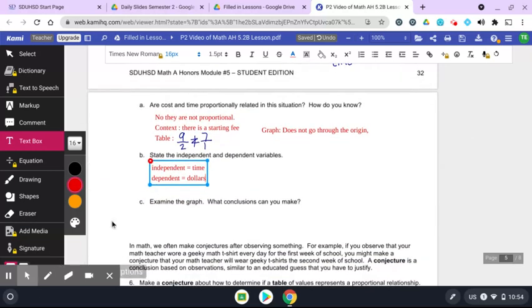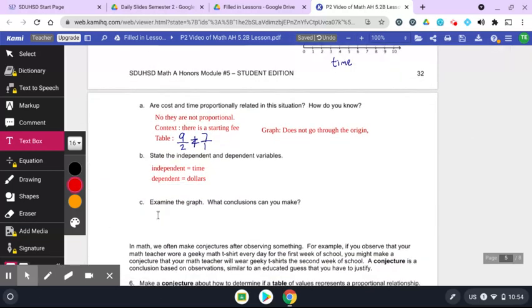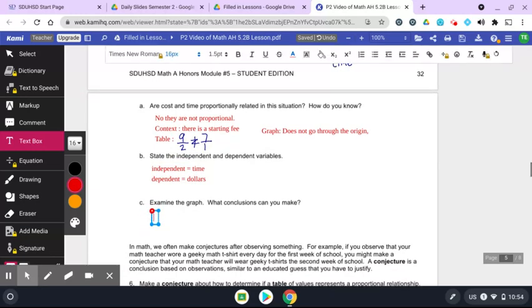And my line was not proportional because it did not go through the origin. Line, not through the origin.